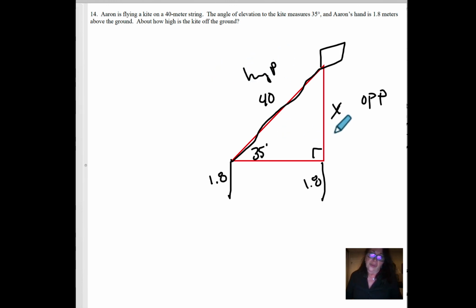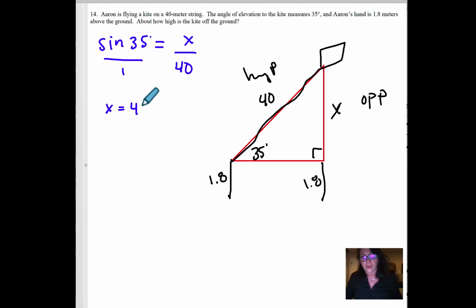And in order to use that, I'm going to use sine. So I'm going to go sine of the angle, which is 35. You always put the degree after the word sine, cosine, or tangent, is equal to the opposite over hypotenuse. I'm going to cross multiply. I get 1 times x, which is x, equals 40 times sine of 35 degrees. Sine of 35, make sure you're in degrees, is 0.5735. Take that number, multiply it by 40, and I get about 22.9.